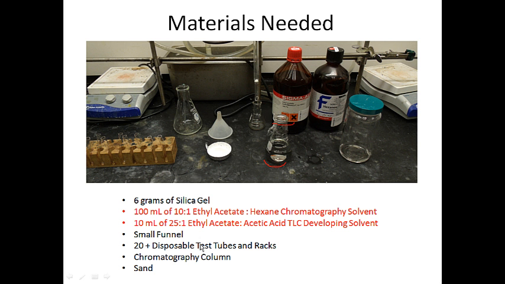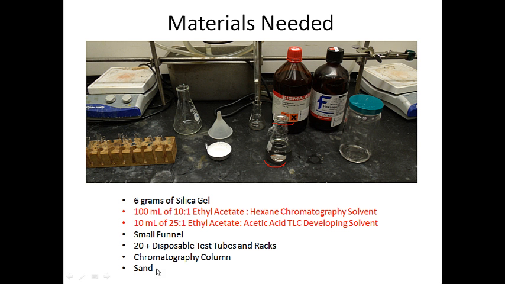Then you're going to need to get a bunch of test tubes and the racks that are in the cabinets. We're going to use probably 20 or more disposable test tubes to collect all the fractions in this experiment. We'll use a chromatography column, which I'll talk about in a few minutes. It has a fritted glass piece here that replaces the cotton. And then we're going to use a little bit of sand to get a layer on top of the frit and then on top of the column.